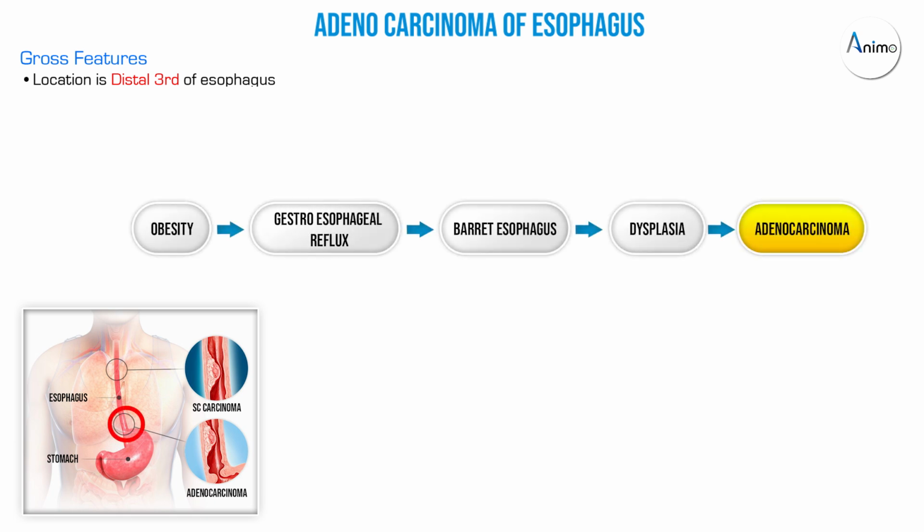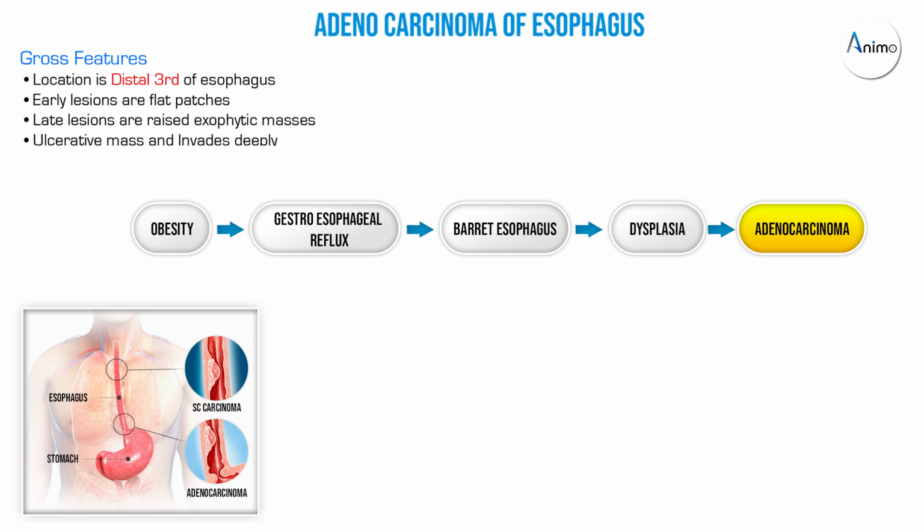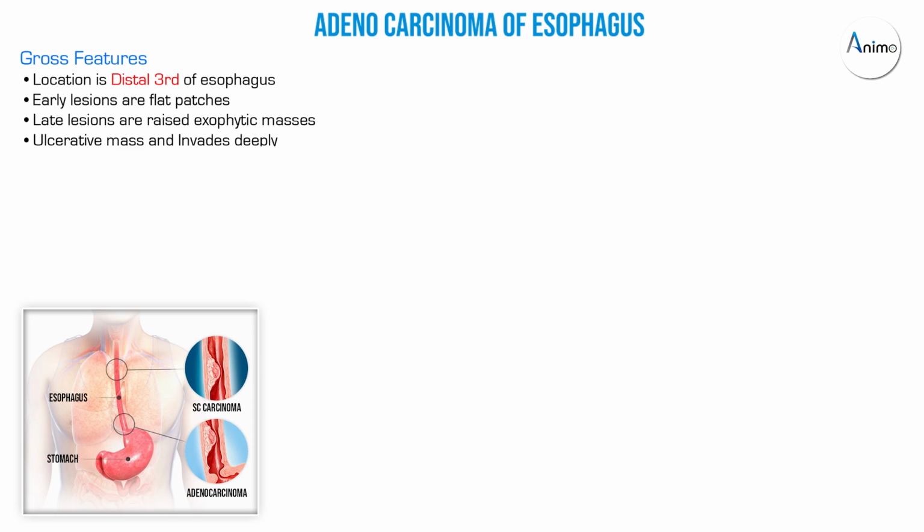In fact, Barrett esophagus can be converted into adenocarcinoma of the esophagus. Very important. Early lesions are actually flat patches, but late lesions are raised exophytic masses that can block the opening of the esophagus, which can cause dysphagia. Later on it can be converted into an ulcerating mass, and it can invade deeply and spread to the nearby tissues. That is what is called the typical malignant carcinoma.